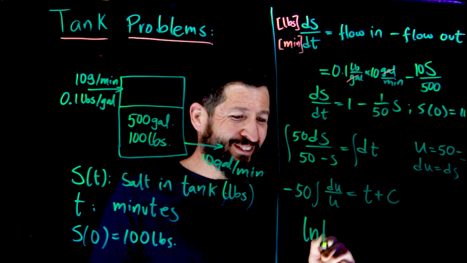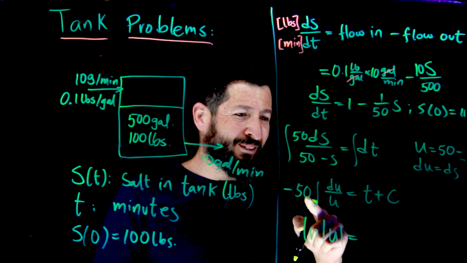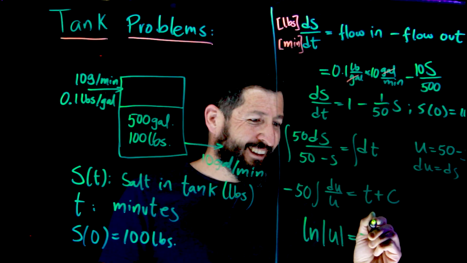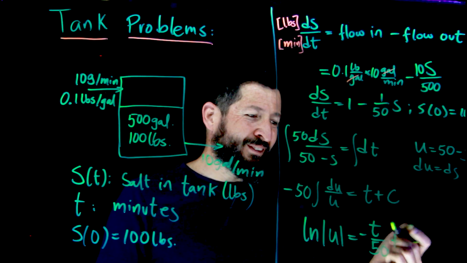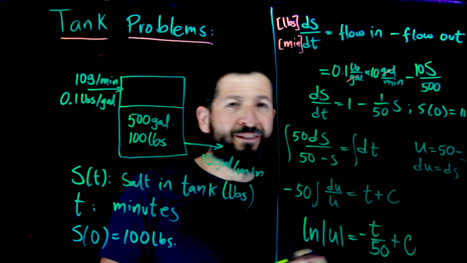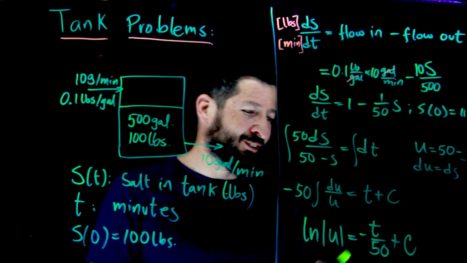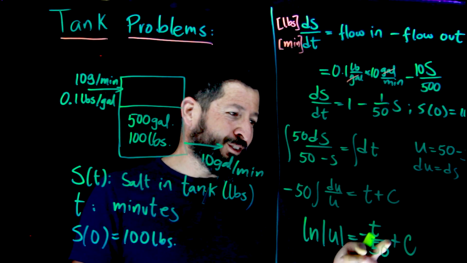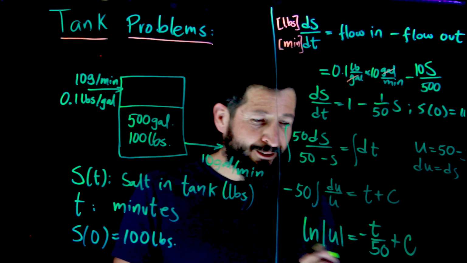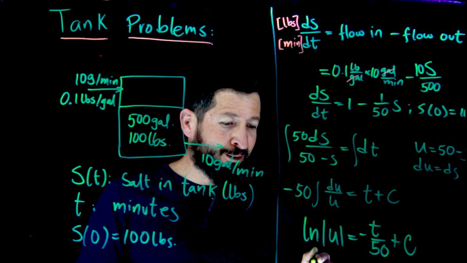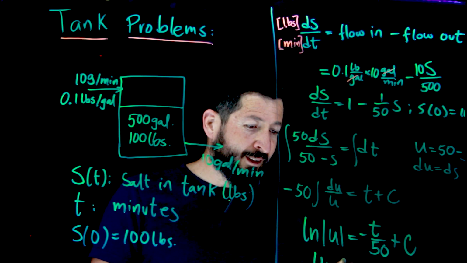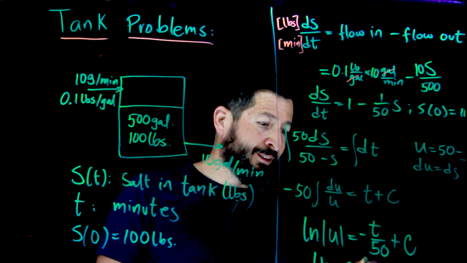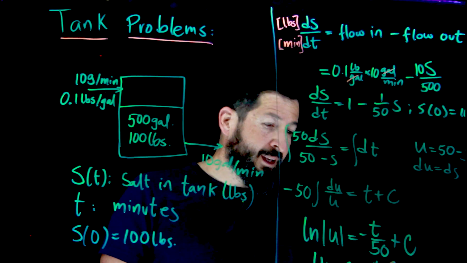So natural log of the absolute value of u is going to be equal to negative 1/50th of t. I mean, technically the negative 1/50 affects the c, but since I haven't chosen my c based on the initial condition, I can just rename it c with impunity. So that works out. Then I exponentiate on both sides to obtain that u is going to be equal to another constant, e to negative t over 50.